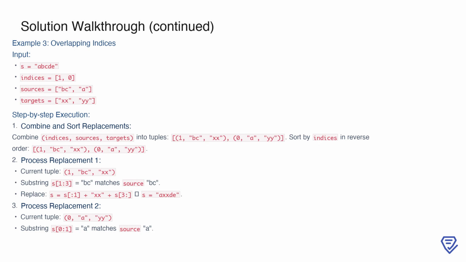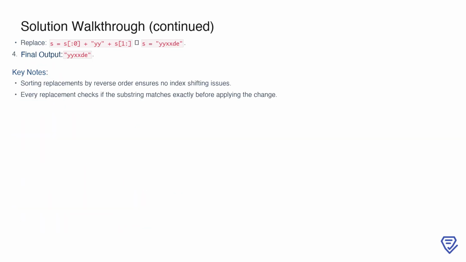Next, we consider the tuple (0, A, YY). The substring A from index 0 to 1 matches the source, so we prepare to replace it with YY. Replacing the substring A with YY involves updating the string as follows: S = S[:i] + YY + S[i+1:], which results in YYXXD. The final output after processing both replacements is YYXXD.